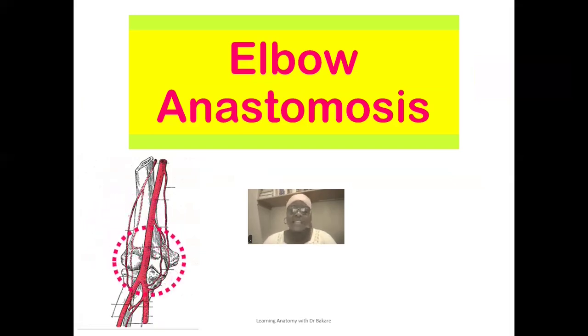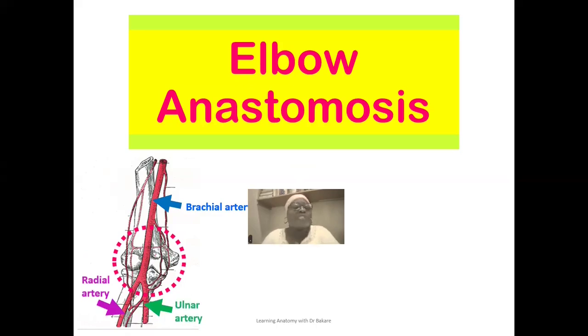This is where we have the elbow, and within this region is where we have the creation of the elbow anastomosis. This anastomosis is formed by branches from the brachial artery. This is where we have the brachial artery here, arrowed in blue, and we know that the brachial artery will finally divide into the radial artery and also the ulnar artery.